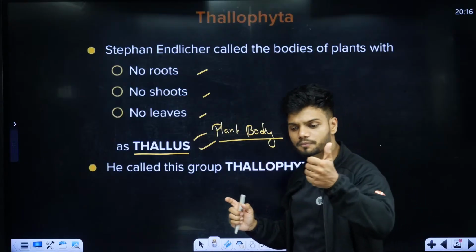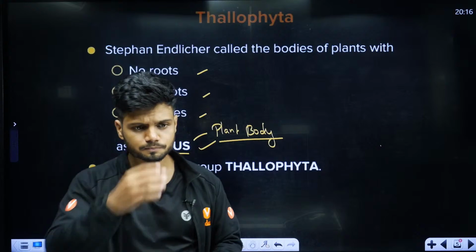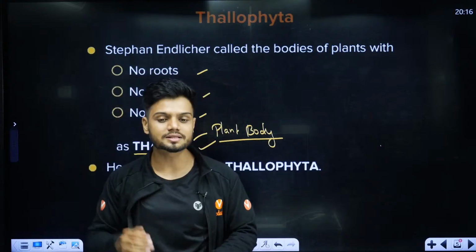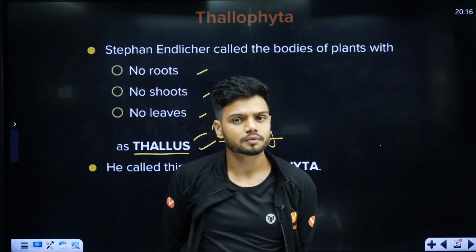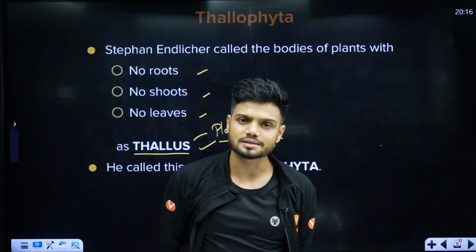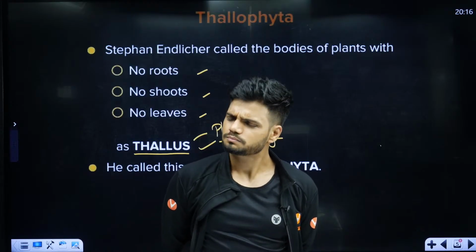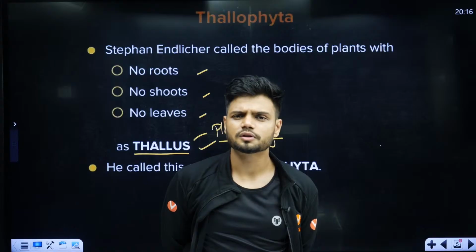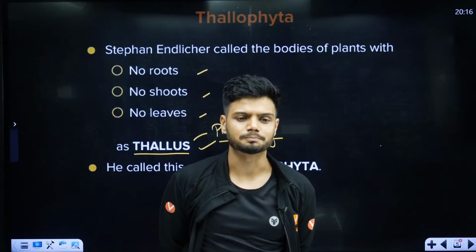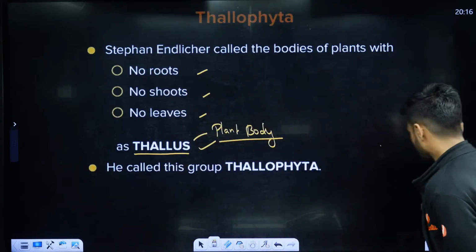Students, did everyone understand this? Did all of you understand what a thallus is? So thallus is a plant body with no root, no leaf, and no stem. Okay? That is called the thallus.